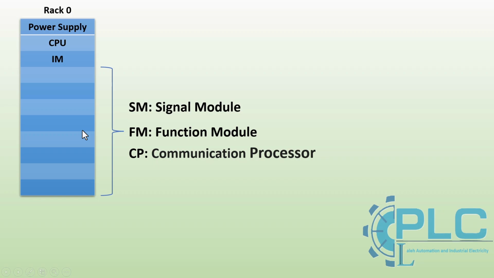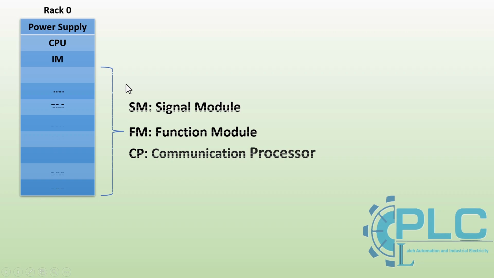FM function modules. These modules provide specialized functions, such as high-speed counters, motion control, or advanced processing. CP communication processor modules help the CPU communicate with external devices via different industrial networks. FM function modules provide additional features to the PLC. For example, if the project requires high-speed counting, an FM module is used to assist the CPU in handling this function efficiently.